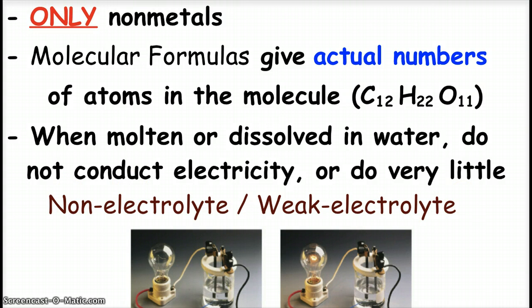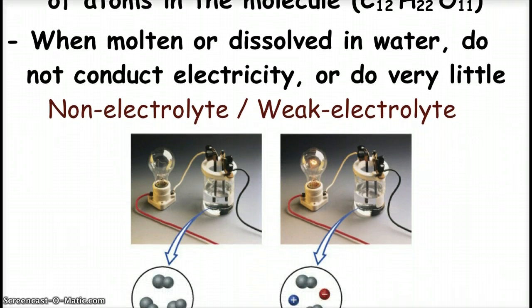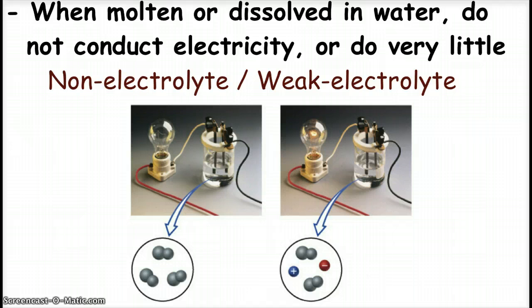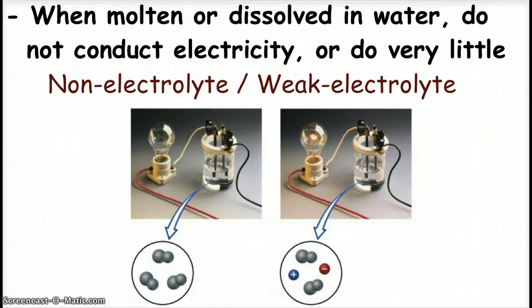Now with our molecular compounds, when they are molten or dissolved in water, they typically do not conduct electricity, or they will do so very little. So we call them non-electrolytes or very weak electrolytes. And again, all of this information can be helpful when we do our little lab where I give you a bunch of different compounds and you have to investigate and tell me whether they're molecular or ionic. And a big part of that is the conductivity tester, which is just fun, fun, fun.